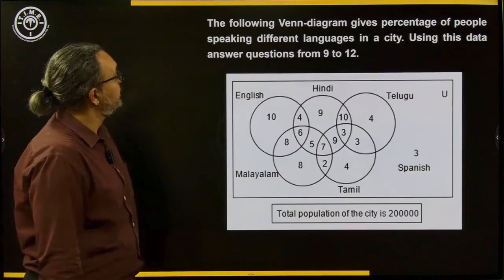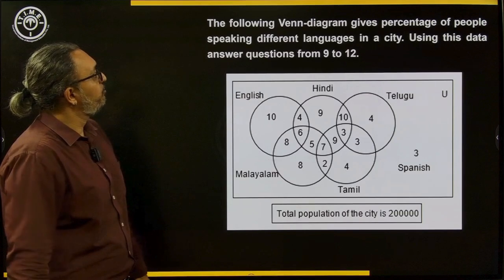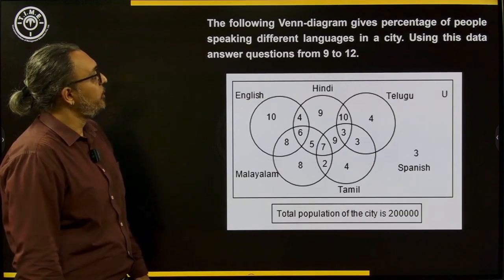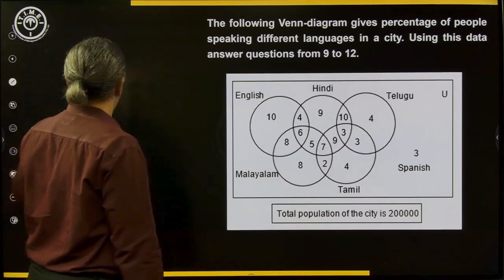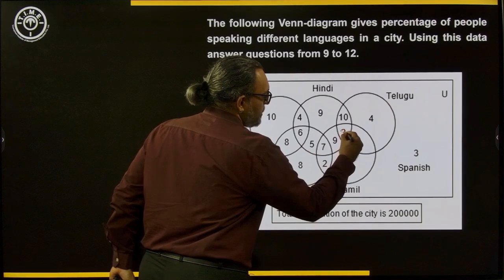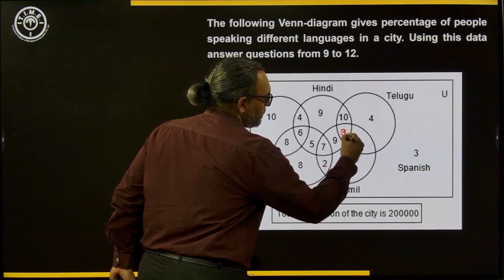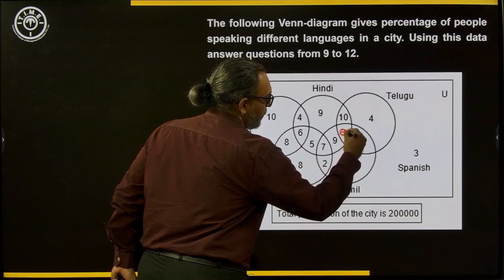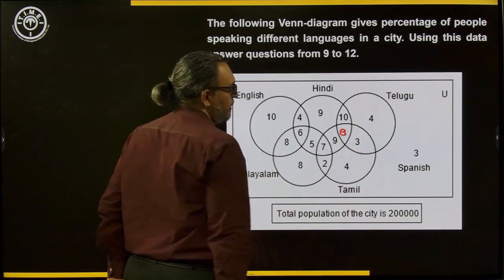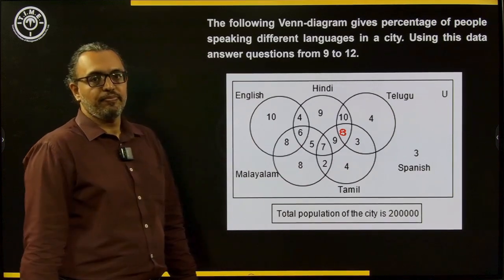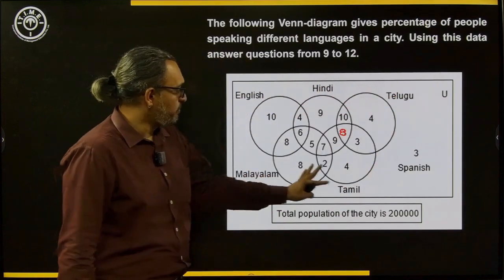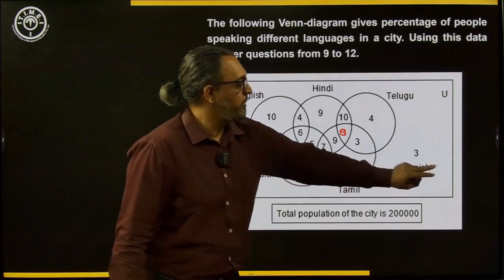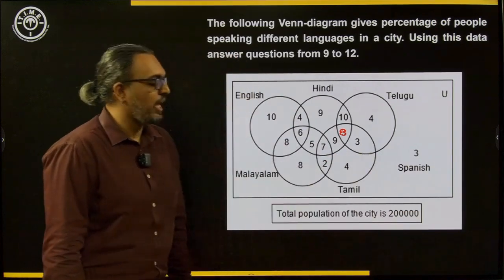Okay. Then next. The following Venn diagram gives percentage of people speaking different languages in a city. Using this data, answer the questions from 9 to 12. So there is a small correction here. This is actually an 8, not a 3. This number here is an 8. So you have these 6 languages: English, Hindi, Telugu, Malayalam, Tamil in circles. Spanish is given separately, 3. And the total population of the city is 2 lakhs.